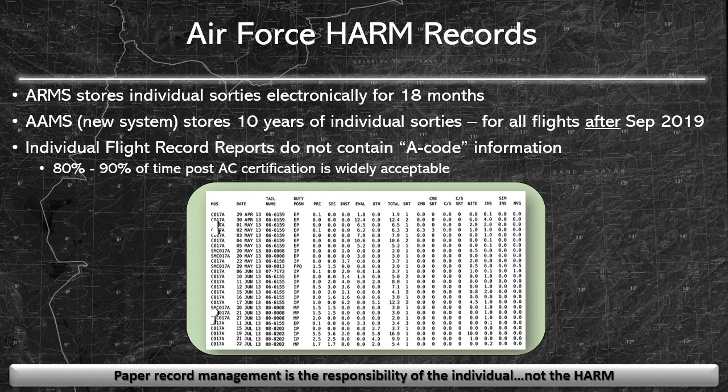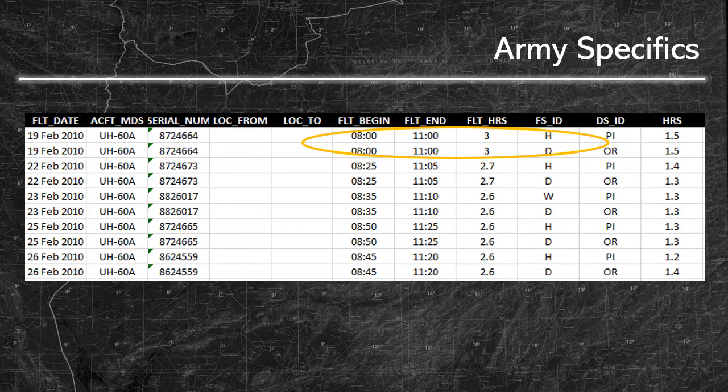Now, back in 2019, the Air Force switched from paper record management to another system called AMS. AMS is scheduled to hold up to 10 years of information, and it can hold more info than your old records did. Unfortunately, the most important thing it does not track is if you were the aircraft commander for any multi-seat aircraft sorties. If you did not keep diligent records to prove that you were the aircraft commander on individual flights, most pilots take between 80% and 90% of their flight time post-aircraft commander certification and allocate that to PIC time. Now let's talk about some Army specifics.